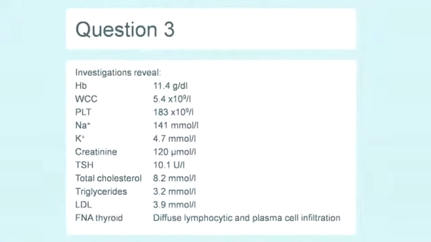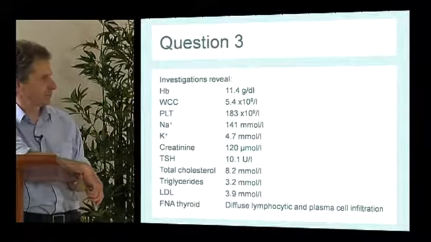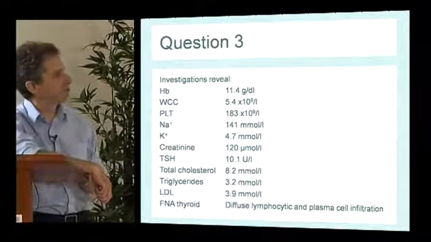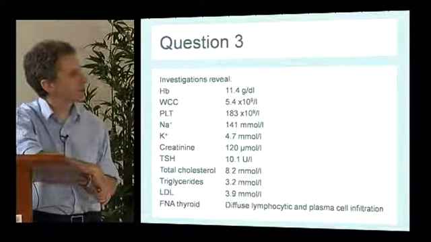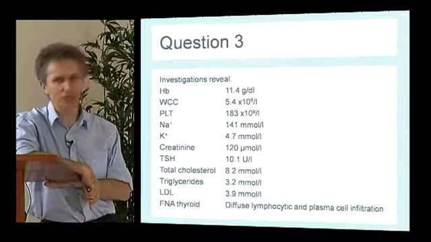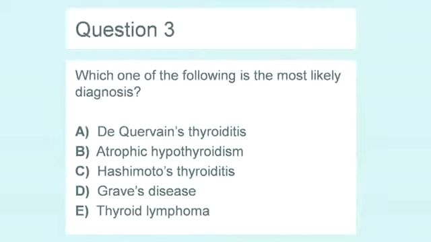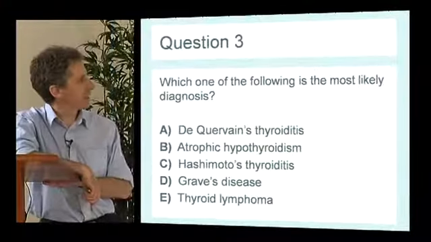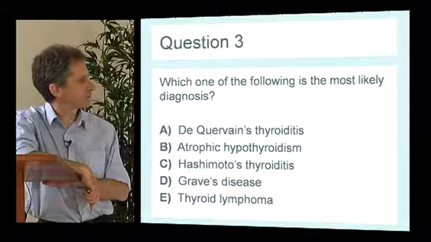Here are the investigations. And you'll notice they've given us a raised TSH level there, the normal level between 0.4 and 4. The cholesterol level is also quite raised. And they've given us something else to do with the thyroid, an FNA, or fine needle aspiration result, diffuse lymphocytic and plasma cell infiltration. Which of the following is the most likely diagnosis? And here are your 5 options to consider.